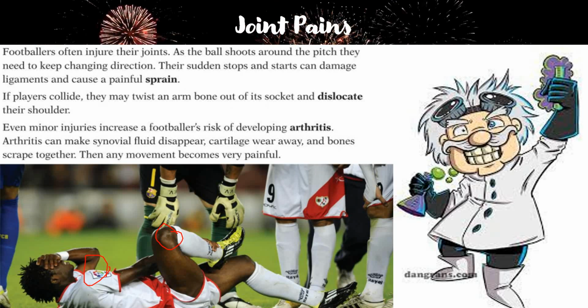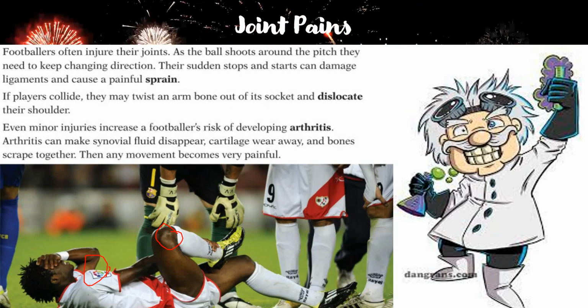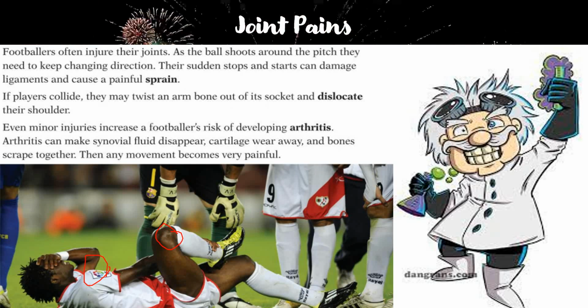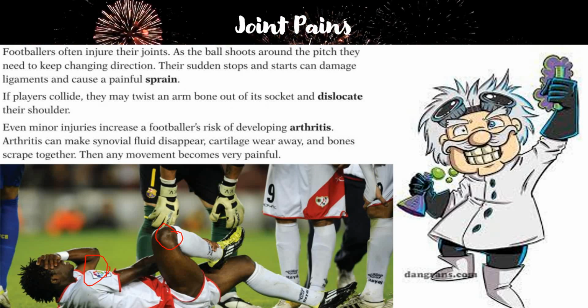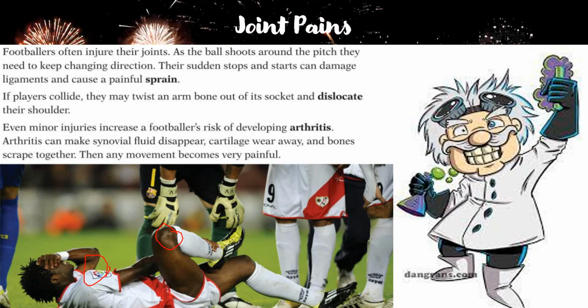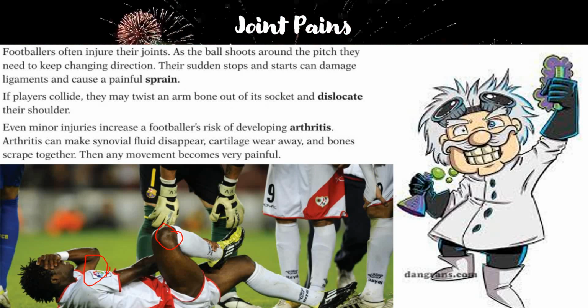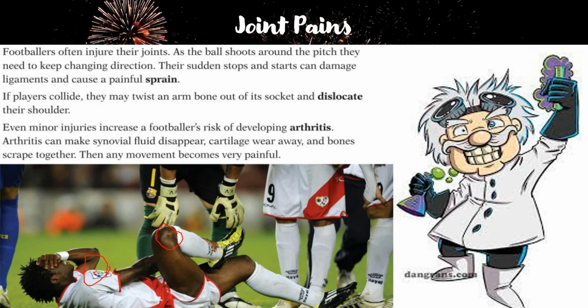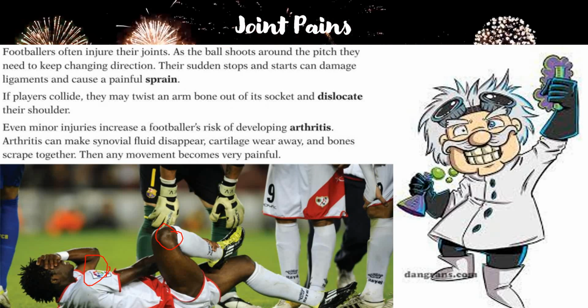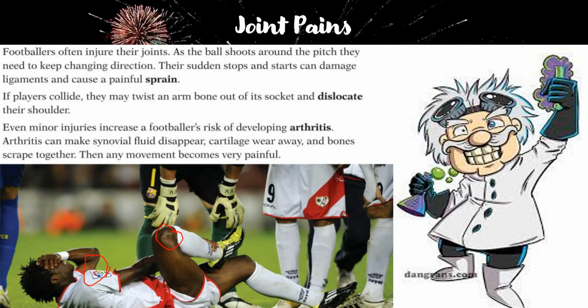These joint pains are known as sprain. When your ligaments are damaged and they don't work properly, it's known as a sprain. And the disease which causes our synovial fluid to disappear is known as arthritis. Arthritis is the type of disease which makes the synovial fluid disappear.